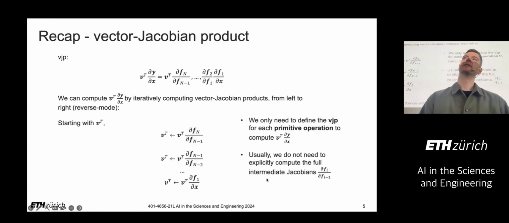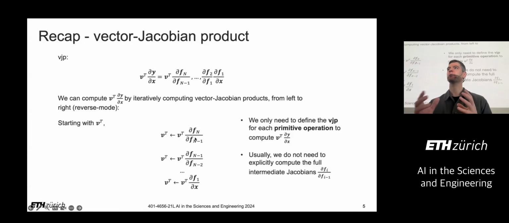The other cool trick that I talked to you about was that we don't usually need to fully populate or explicitly compute these Jacobians. Usually these primitive operations are very simple and their Jacobians are sparse, and we can take that into account to design an efficient Autodiff solver.